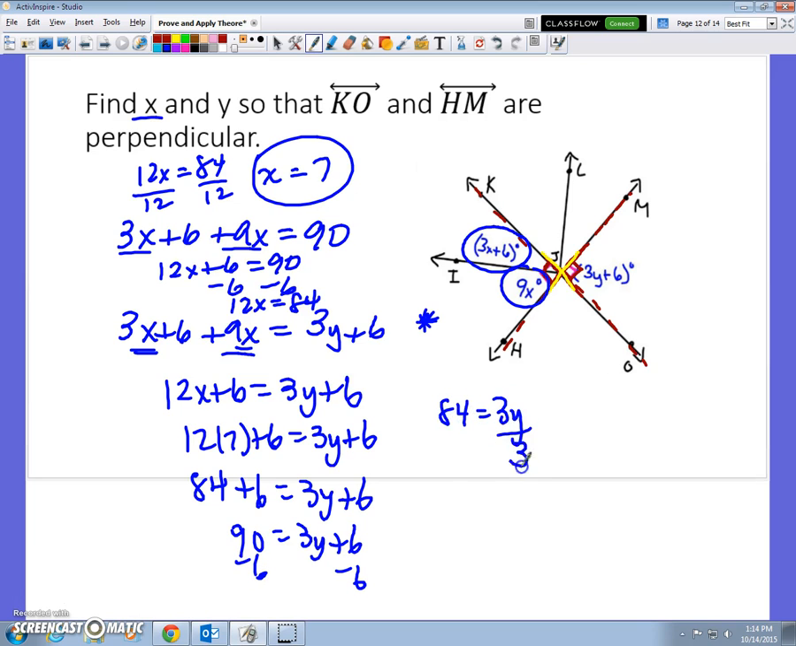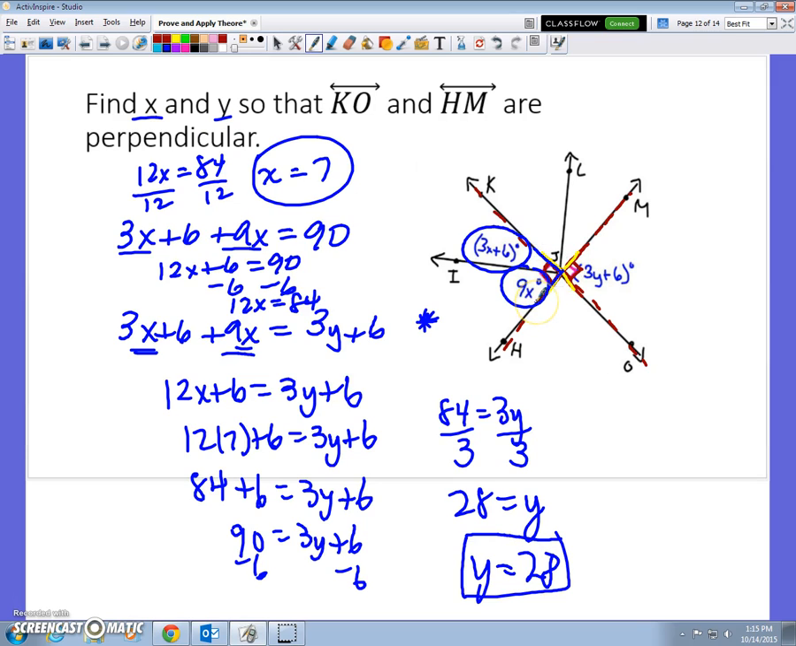And if you don't remember, I'll tell you a little trick. Let's see here, what would that be? 26, 27, 28 equals y. And the symmetric property says really we want it to be y equals 28. So if y equals 28 and x equals 7, we have found x and y so that they are perpendicular.